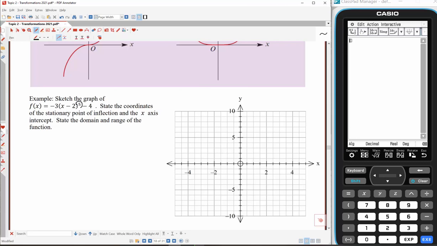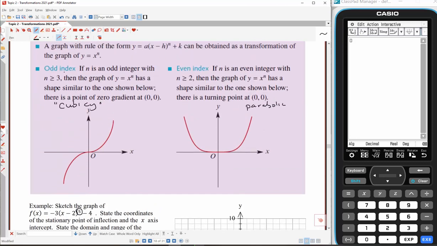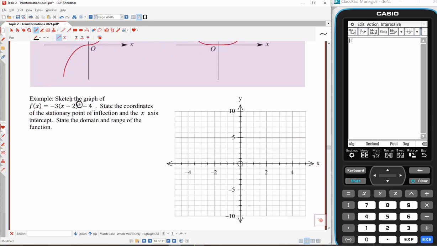So we're noting that this is a power 5. So power 5 comes under the odd index or the cubicy style graph. What I'm interested in when I'm talking about the transformations is that it's going to be a translation 2 to the right. So it's going to go 2 to the right and 4 units down. So here, at this point, will be our inflection point.